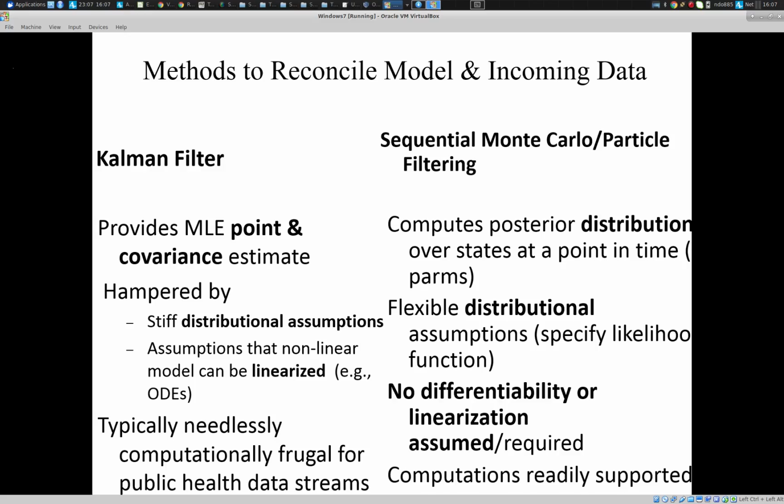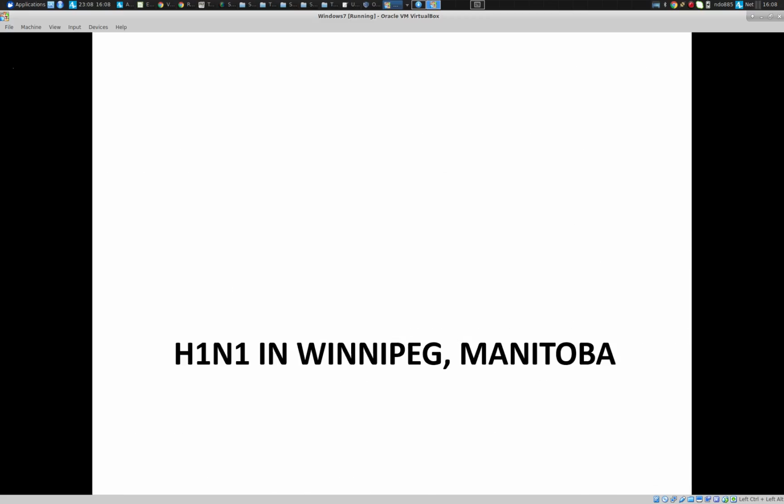It has very flexible distributional assumptions, specifying a general likelihood function, and it doesn't assume a special form about the model, as does Kalman filtering. Kalman filtering assumes that it's a nice mathematical model and differential equations that we can differentiate and linearize in a nice way. And this is not something particle filtering requires.